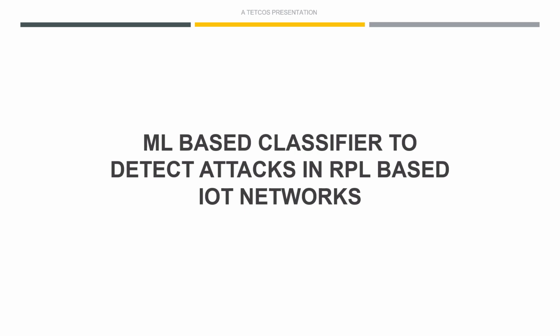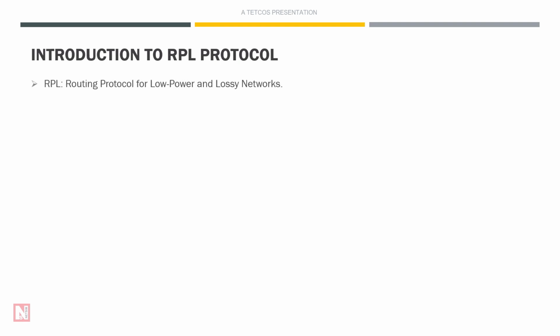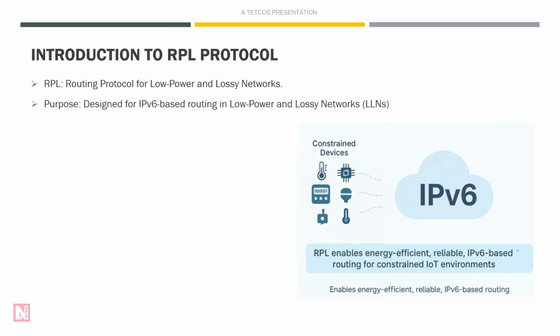Machine learning-based classifier to detect attacks in RPL-based IoT networks. Introduction to RPL. RPL stands for Routing Protocol for Low-Power and Lossy Networks. Purpose. It's specifically designed for IPv6-based routing in low-power and lossy networks. These are networks where devices have limited power, memory, and processing resources, like in IoT applications.